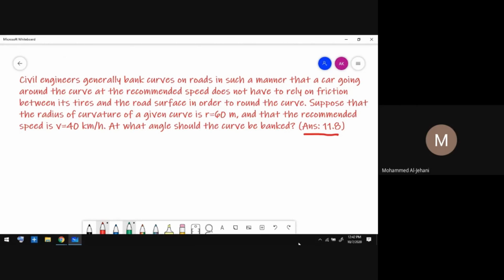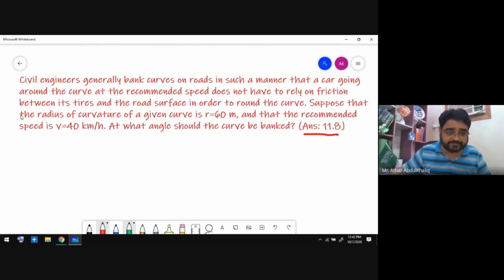Civil engineers generally bank curves on roads in such a manner that a car going around the curve at the recommended speed does not have to rely on friction between its tires.